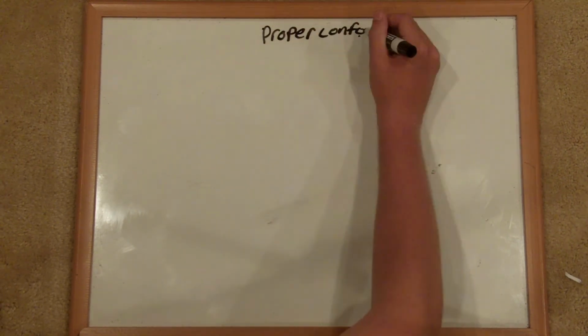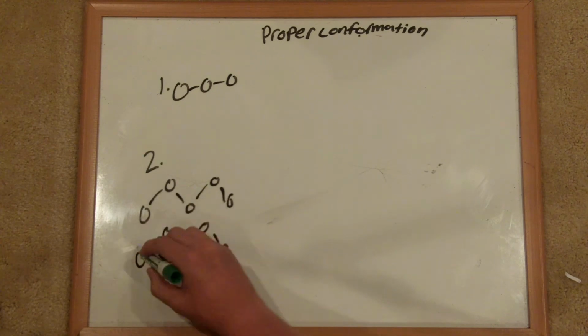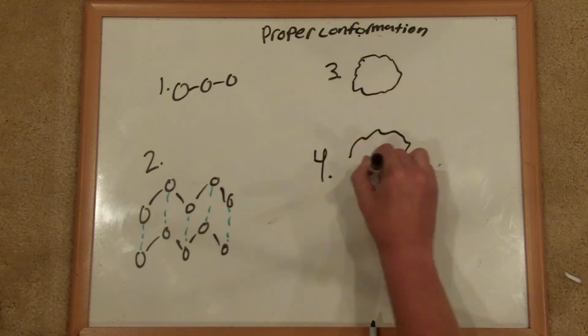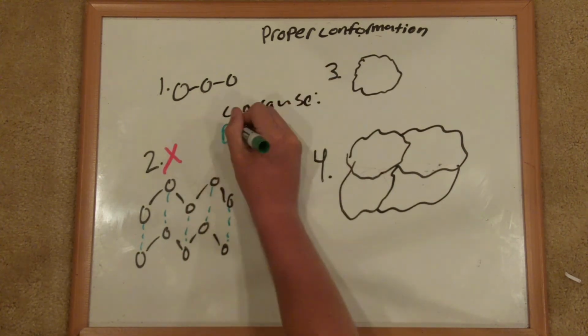In order for this to be successful, each protein structure has to have the proper conformation. If one fails, that can cause problems and diseases to occur within the protein.